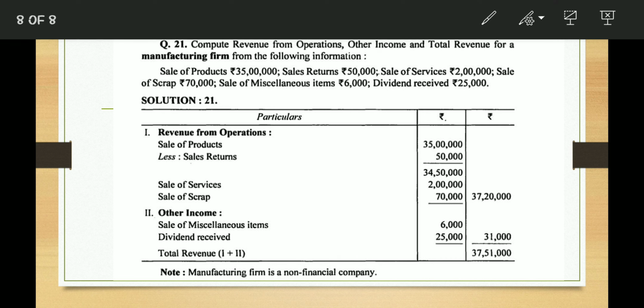Here you are also given a hint: a manufacturing firm is a non-financial company. I have already discussed this: because of this, dividend is treated as other income. If this were a financial company, the dividend would be written in revenue from operations.